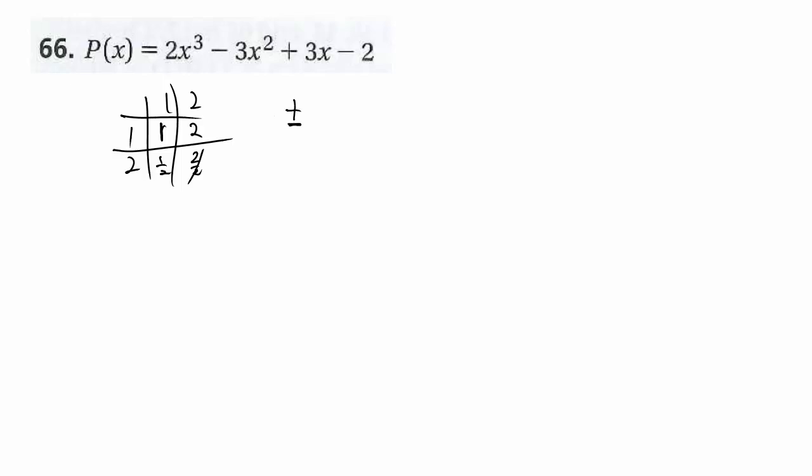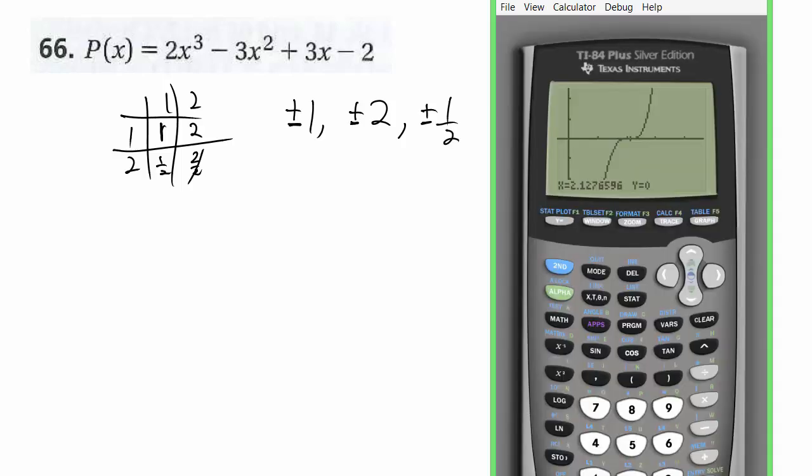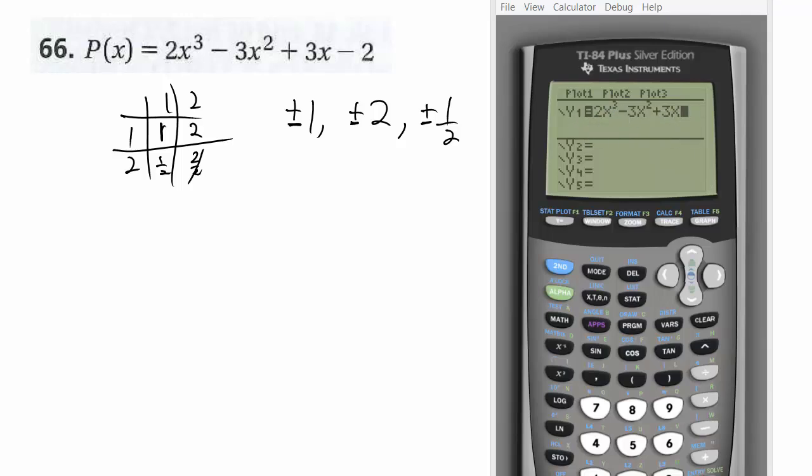Let's do this. I know the possible zeros are positive or negative 1, positive or negative 2, and positive or negative 1/2. Well, let's try to find those zeros another way. Let's go to y equals and put this cubic equation into y1. Oops, mistyped that. Now, without looking at the graph, I want to check if these are zeros, because looking at the graph, it's sort of ambiguous. You have to zoom in kind of well.